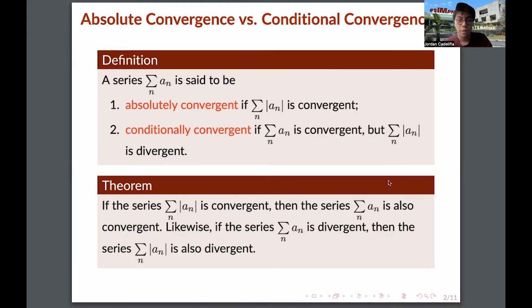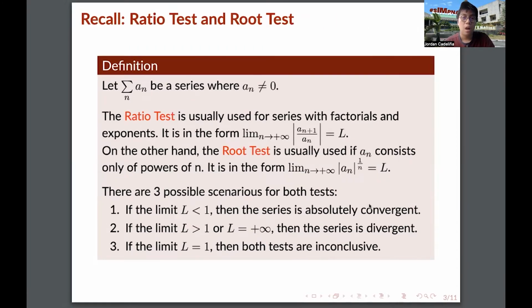Okay, so what test do we use for this part? So may dalawa tayo. These are the main tests to be used dito sa absolute convergence. And you can also use yung mga tests na ginawa natin during the previous lectures. So here are the two main tests, yung ratio test at saka root test. So let A sub n be a series where A sub n is not equal to 0.